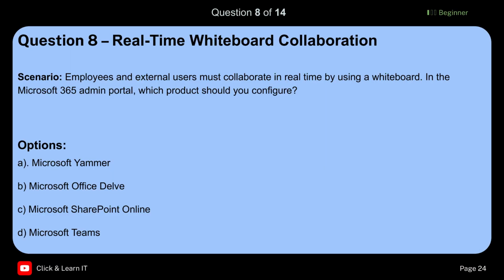Question 8. Employees and external users must collaborate in real time using a whiteboard. In the Microsoft 365 admin portal, which product should you configure? Options include Microsoft Yammer, Office Delve, SharePoint Online, or Microsoft Teams.